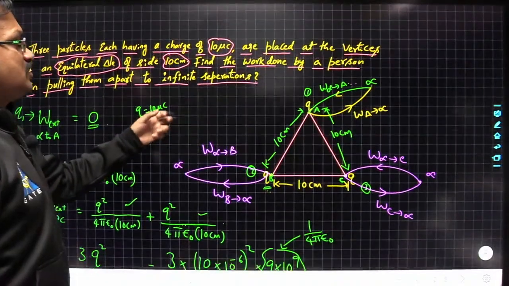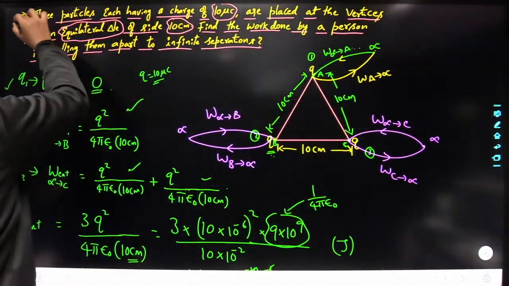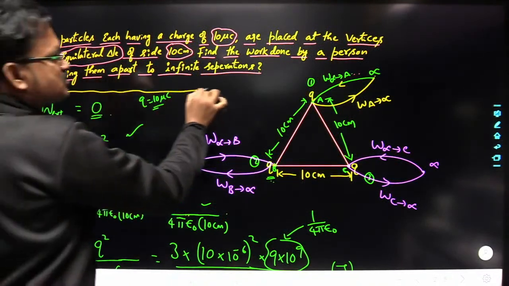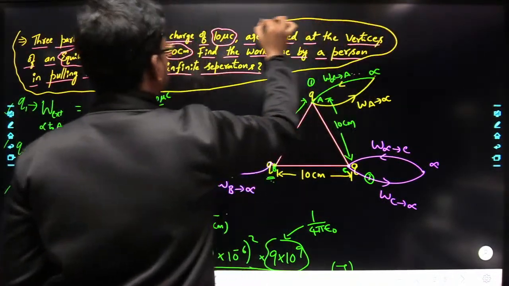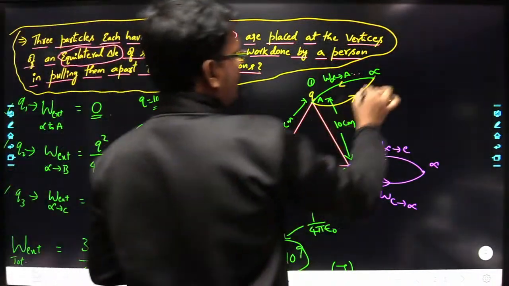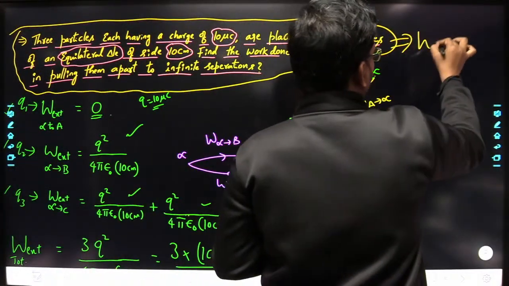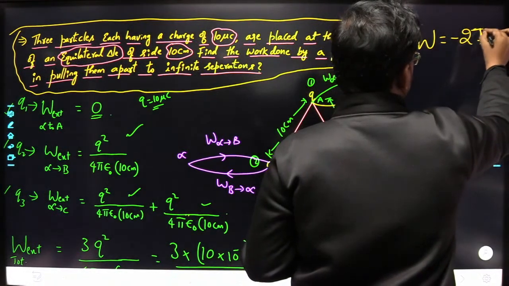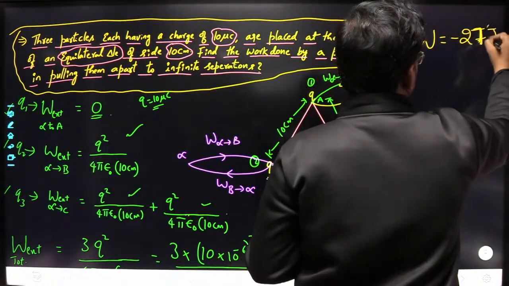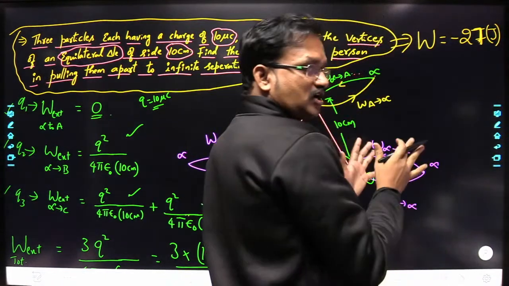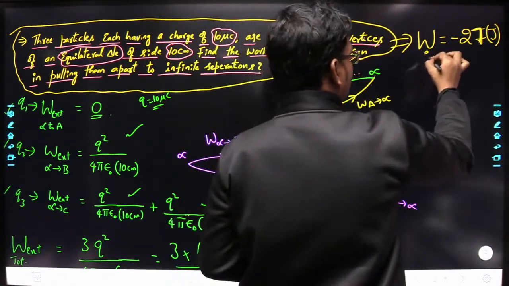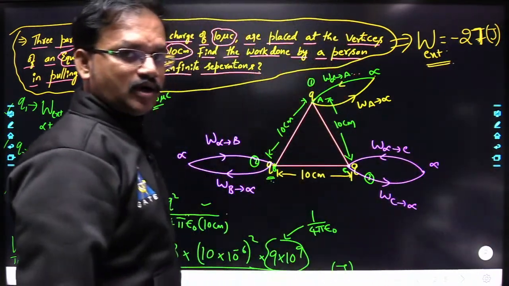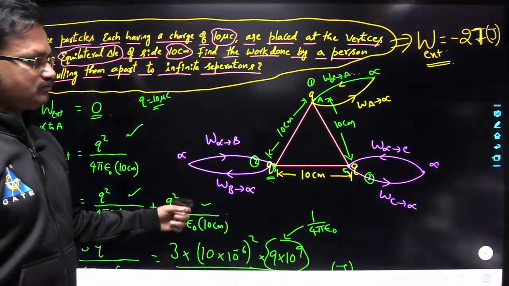Okay, so we can tell the answer directly for this one, but the analysis is very important. So I have explained each and everything. For this problem, the work done is equal to minus 27 joules. So in order to separate the charges to infinity, by external agent. Understood? Okay.